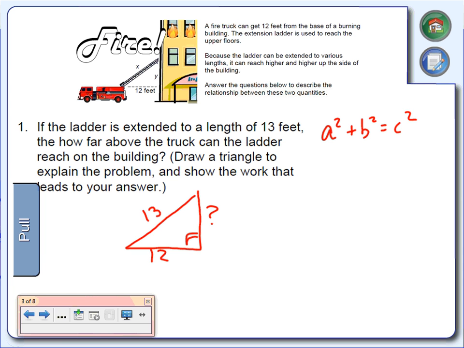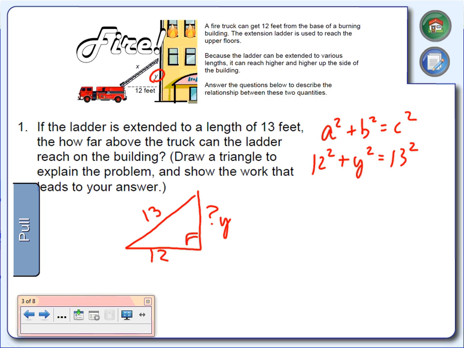A. What is our A? What's one of our legs? 12. So let's go ahead and fill that in. 12 is one of our legs. B. What's our other leg? We have no idea. It's a question mark. Now, we're not going to use a question mark. Up here, they're using a y to represent that height, so I'm going to use the same thing. I'm going to use y. So y is going to go right here. C. C is the hypotenuse, or the extension ladder. And that extension ladder right now is extended to 13 feet. So I'm going to put in 13 for my C. So I've got 12 squared plus y squared equals 13 squared. This is what I need to solve.